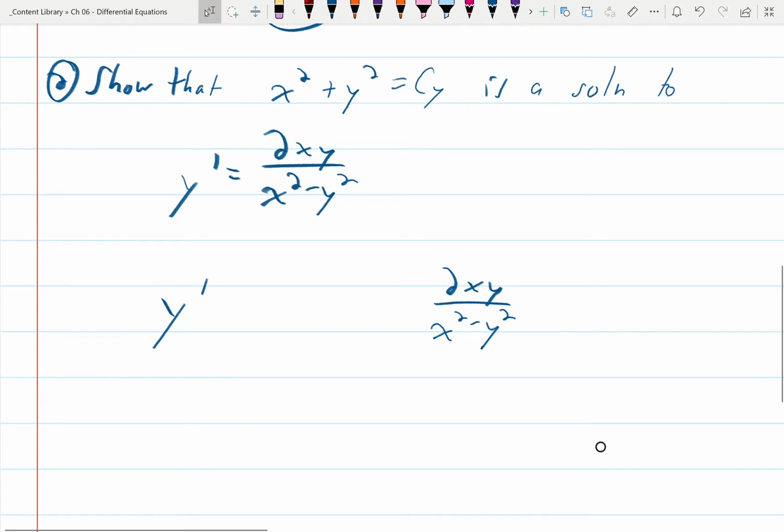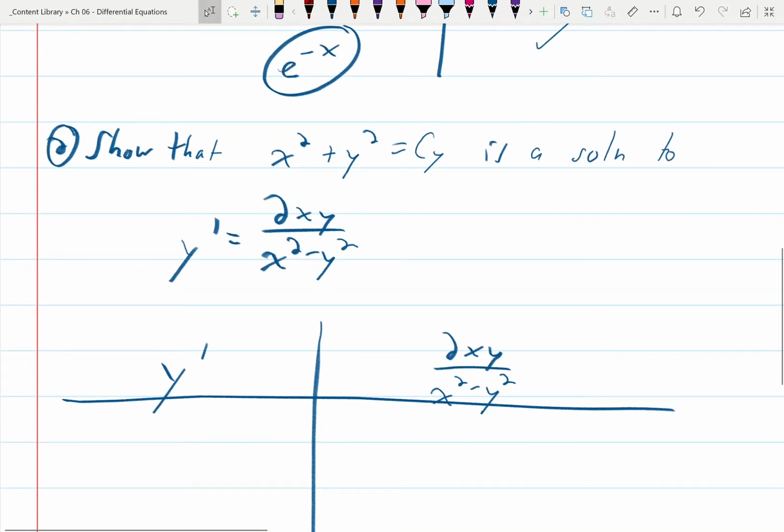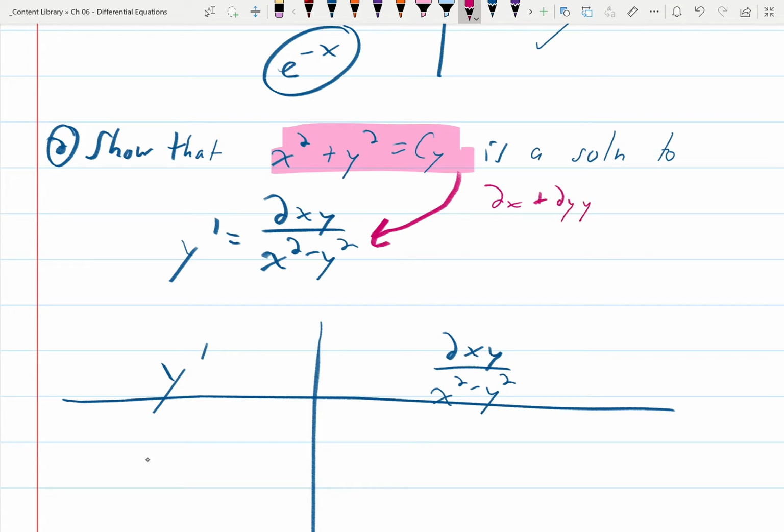So what I'm going to do is just leave that and start substituting some things in. Don't get caught up on what you're trying to prove and what you're given. This is the solution that we're trying to use, and we need to plug that in somehow. So I need to take the derivative of my potential solution. We're going to derive this implicitly: 2x plus 2y y prime equals cy prime.